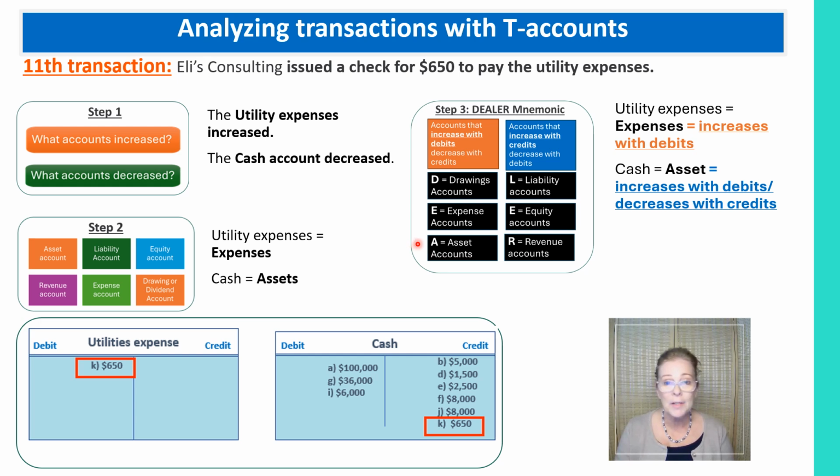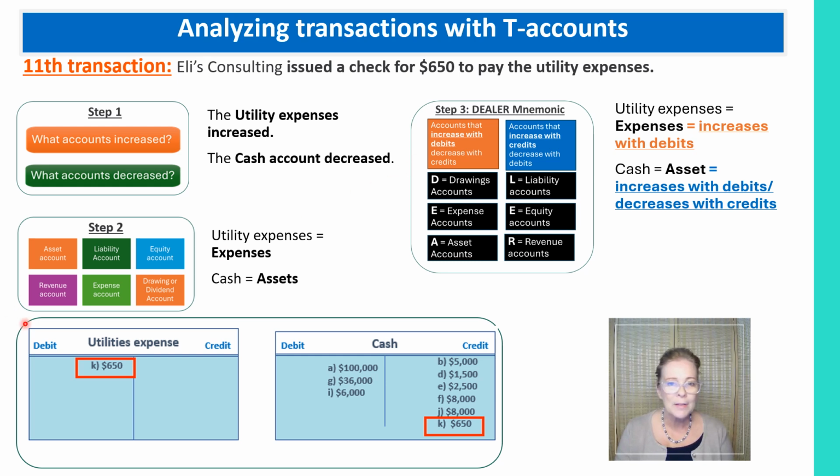Assets are shown on the left side of the dealer mnemonic, and the graph tells us that assets increase with debits and decrease with credits. The cash account decreased, so we need to credit cash. So debit utility expenses and credit cash.